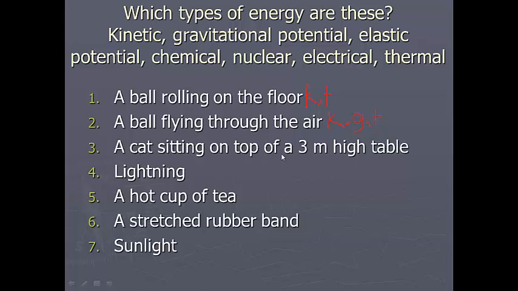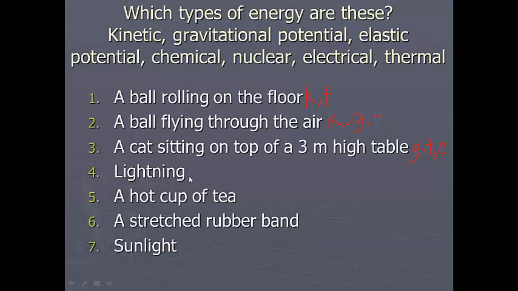A cat sitting on top of a 3-meter high table. Well, the cat's just sitting there, so it doesn't really have kinetic energy. However, it is not on the ground, so it's going to have gravitational potential energy. And the cat is also at some temperature, so it'll have thermal energy. Also in the cat, there are chemical reactions constantly happening, so the cat probably has chemical energy as well.